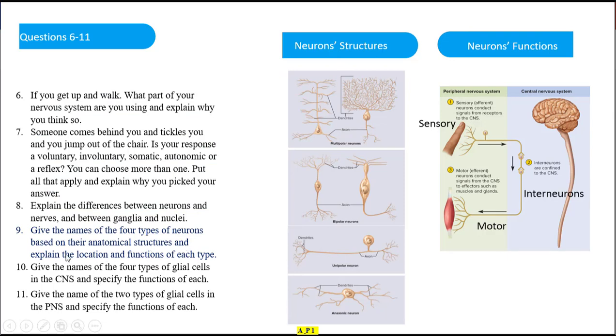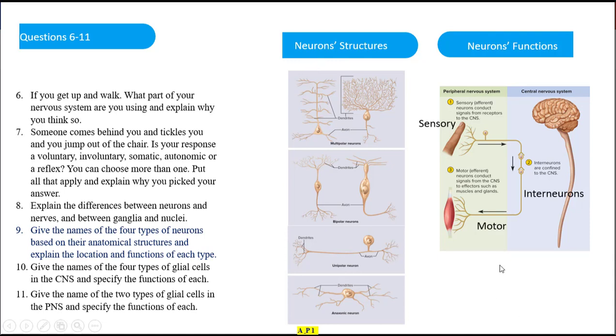Now give the name of the 4 types of neurons based on their anatomical structure and explain the location and function of each type. Here we have 4 types of neuron based on their shape: multipolar neurons, bipolar, unipolar, and anaxonic. What's the difference? Anaxonic neurons have no axon. Unipolar, you only see one little line coming from the cell body, just one extension that becomes the axon and the dendrite at the end. The bipolar has 2 extensions from the cell body, and the multipolar has many dendrites and an axon coming in different directions. So these are based on the structure.